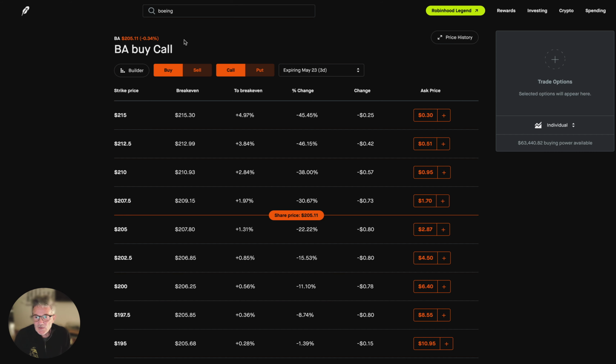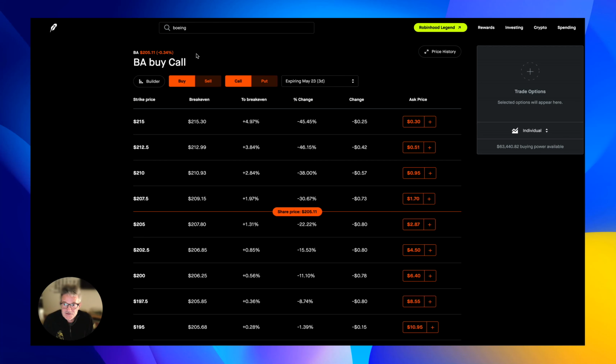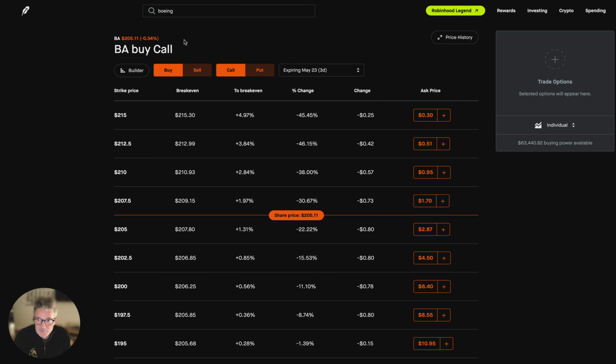The easiest way to calculate the price range is using the at the money straddle. A straddle in this case is looking at a call and put option average of the bid-ask spread of a stock closest to the current strike price at the same expiration date. Let's look at an example using Boeing.